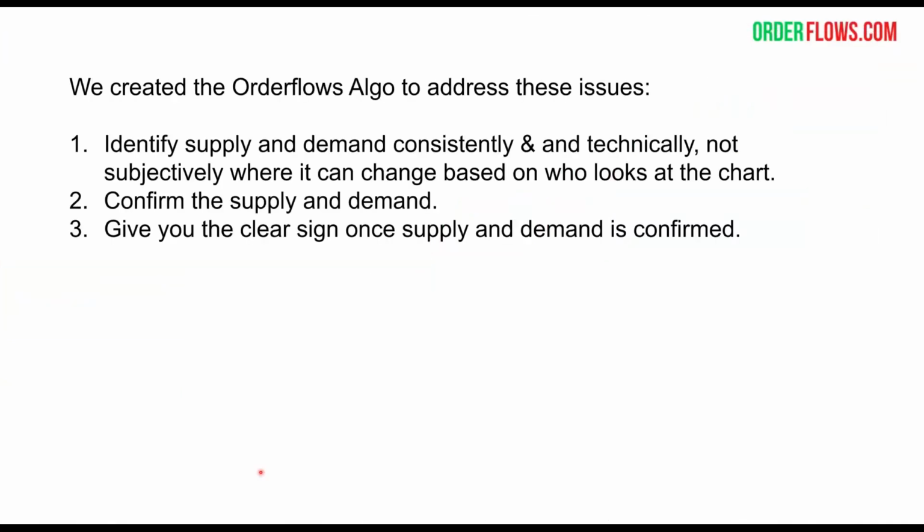So we created the Orderflows Algo to address these issues, right? Identify supply and demand consistently and technically, not subjectively, where it can change based on who looks at the chart, or maybe how you look at the chart even. Sometimes you may look at a chart the first time and not notice something, and then later say, oh, yeah, that's so obvious it was there. Well, let the software do it for you. Then you need to confirm that supply and demand, right? Give you that clear signal of there is supply and demand here, okay?